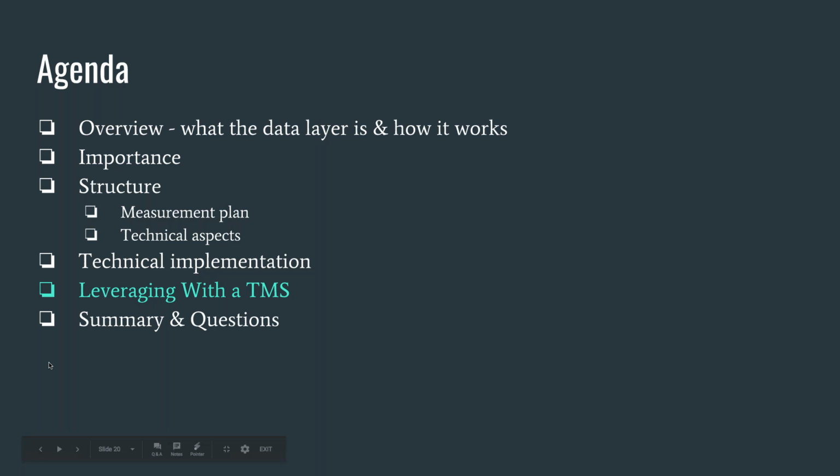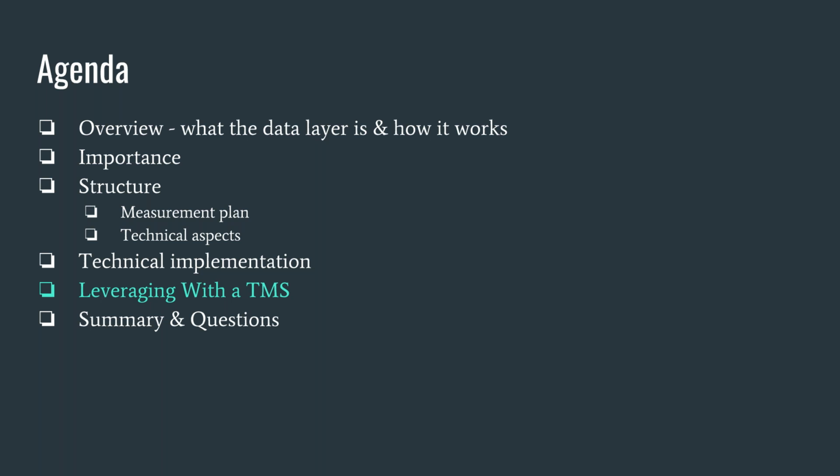So pretty simple. We've gone through the structure, what goes into it, what the data points are, the technical implementation, what that looks like for when to define, as well as what those pushes look like for tracking the different events and then adding that contextual information. Want to do just a little aside here for leveraging with the tag management system.